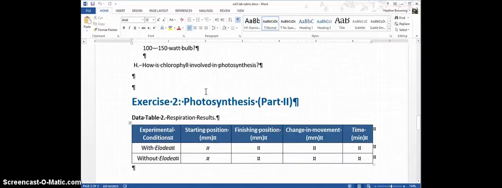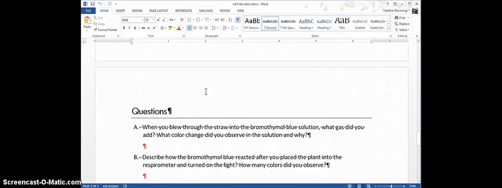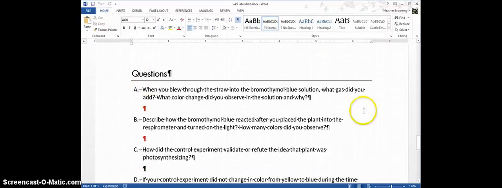Oh yeah, there's 8 on the other one. There's 5 on this one. I was like, really? Why are they worth so much more? Yeah. So you blew through the straw.